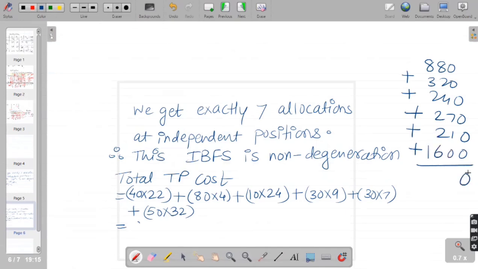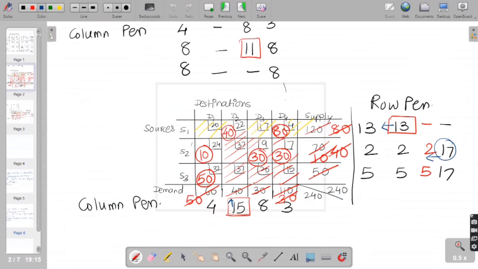Okay, so the total cost is 3520. So total cost is rupees 3520. So this is how we can apply VAM.